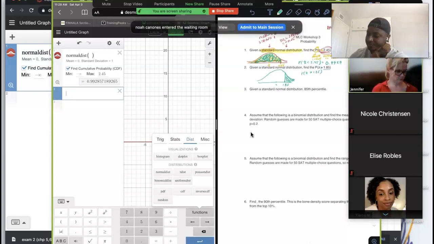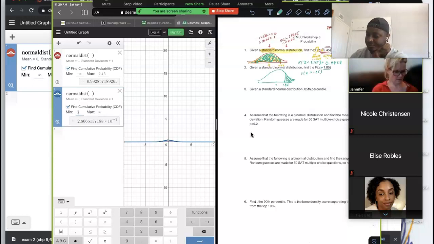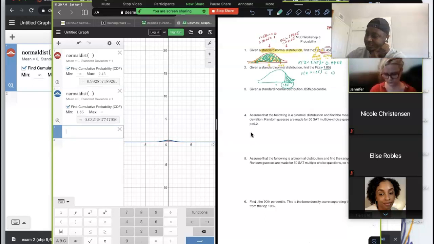Jennifer, are you okay with the chart, or do you want me to show you how to use the chart? I can show you. It's not a big deal. You sure? Okay. So that would be, oh yeah, so now this is the minimum because that's the smallest number it could be. So it'd be 1.85. And then hit enter, so then that's going to be our probability. So it's going to be equal to 0.0322.